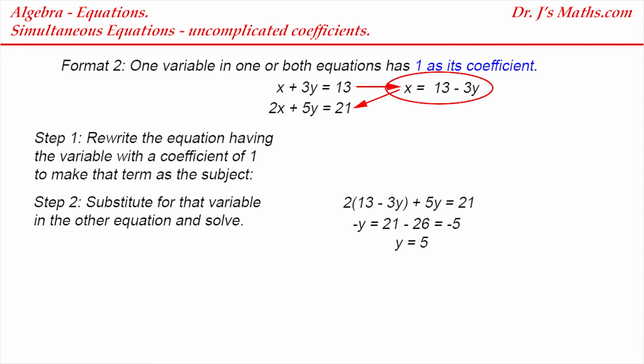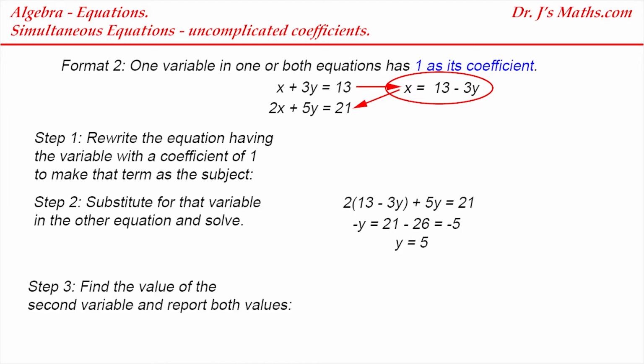Tidy that up, you have minus y equals 21 minus 26, which is minus 5, so y equals 5. Then we use that y equals 5 to find the value of the second variable, i.e. x, and report both values. So when y is equal to 5, substitute into our modified first equation, which is 13 minus 3 times 5, so we have x is equal to minus 2. So we report both of the values in a separate line, x equals minus 2 and y equals 5.